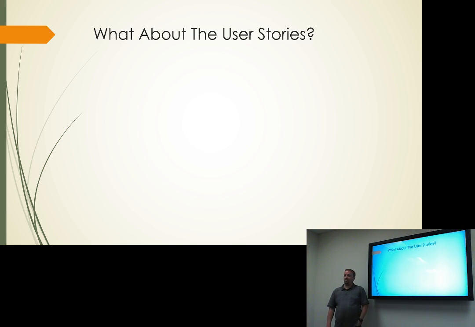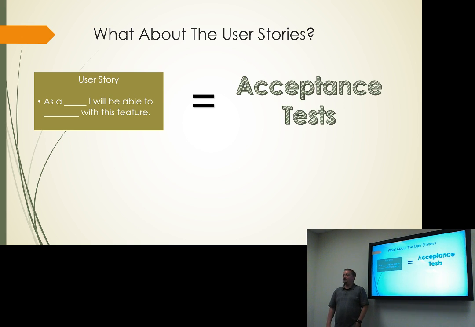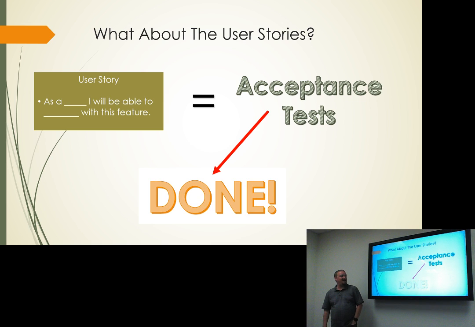So what about those user stories? As a blank, I will be able to blank with this feature. Well, a user story is an acceptance test. And in fact, there's Cucumber, there's SpecFlow, there are actual testing frameworks that you can use where you write up your tests in a style like this, like how a user story works. So you can take this and it actually becomes your acceptance test. And once you can pass the acceptance test, it's done. So that's why user stories are so important. They help you define what is done. Okay.